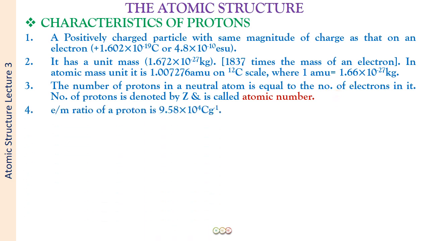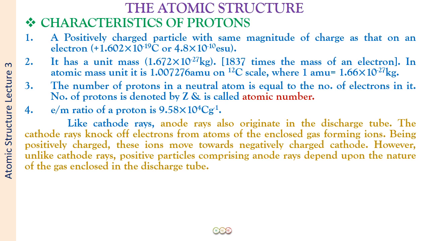The e/m ratio of a proton is 9.58 × 10^4 coulomb per gram. This is the e/m ratio of the proton, or the hydrogen ion H+, not for all the gases which were taken in the discharge tube. Please remember that the e/m ratio of the positive rays, or the anode rays, is going to be different depending upon the nature of the gas taken.